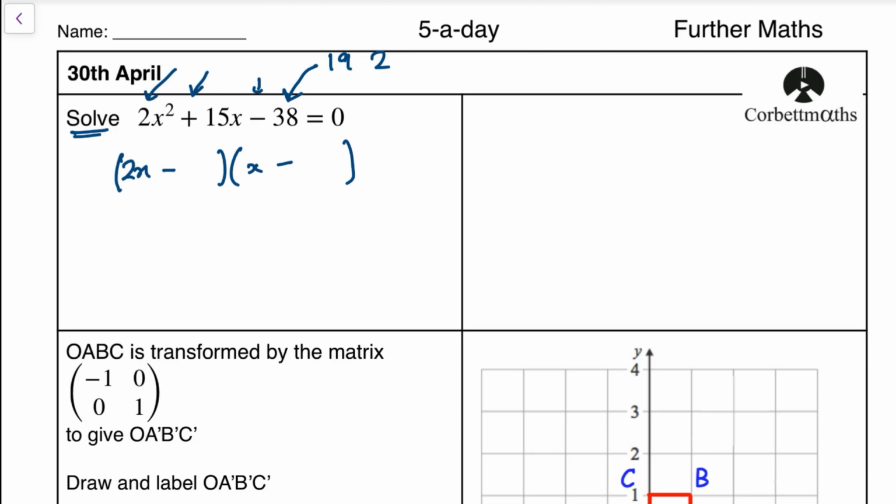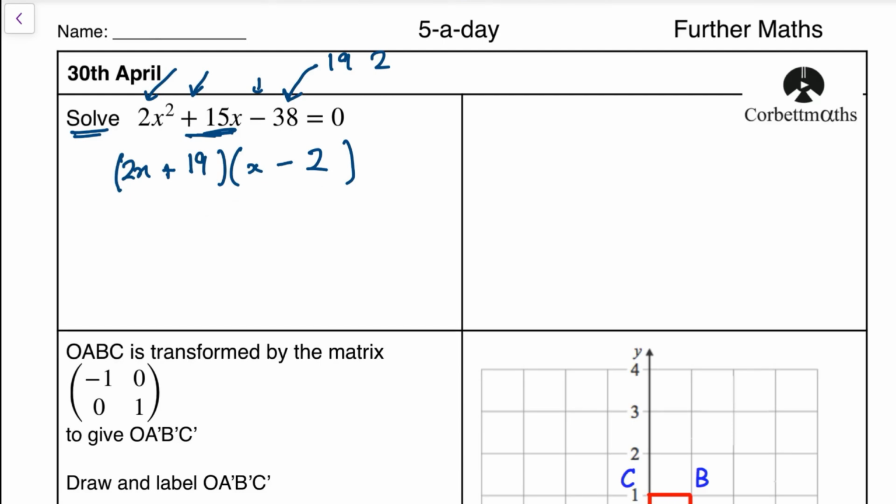Well, if I put the 19 on the other side, 2 times 19 is 38, and that's miles away from 15. So I'm pretty sure the 19 goes here. And then if the 19 goes there, that means the 2 goes here. I've got x times 19, which is 19x, and I want 15x, so that's definitely a plus, because then I need to take away 4, which will then give me the 15 that I need.